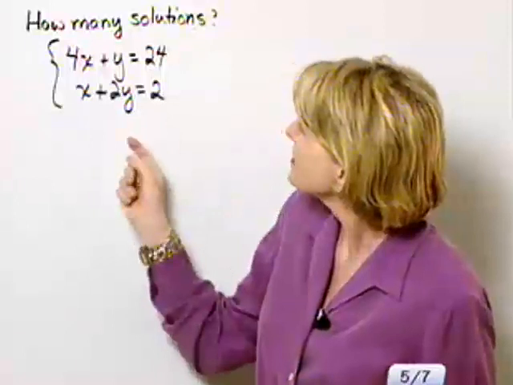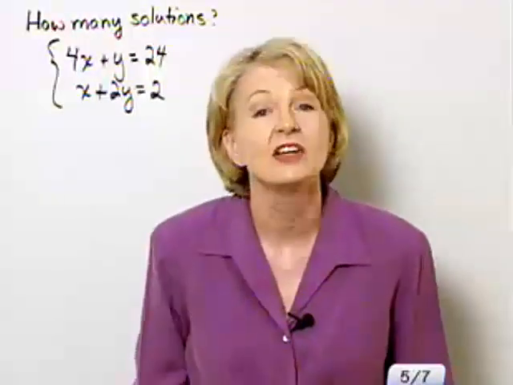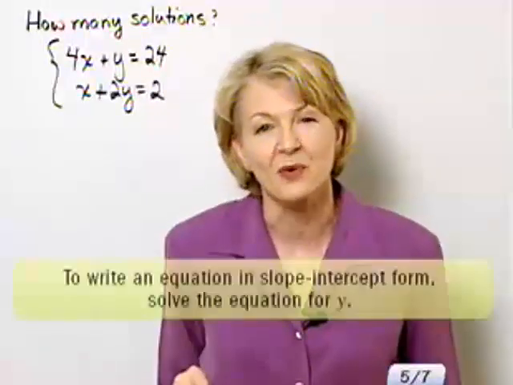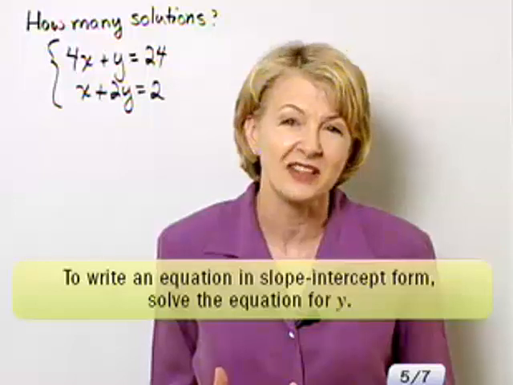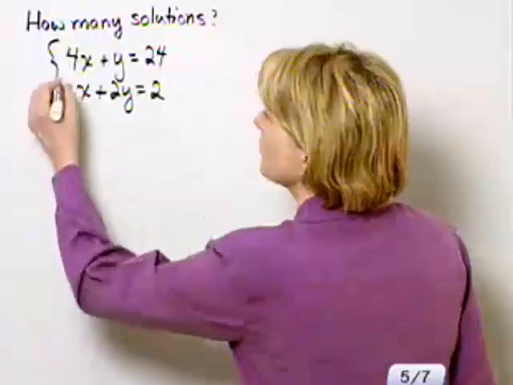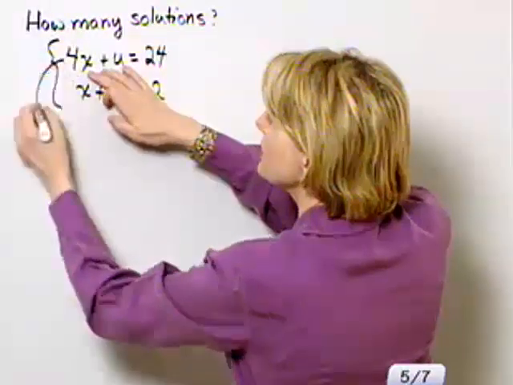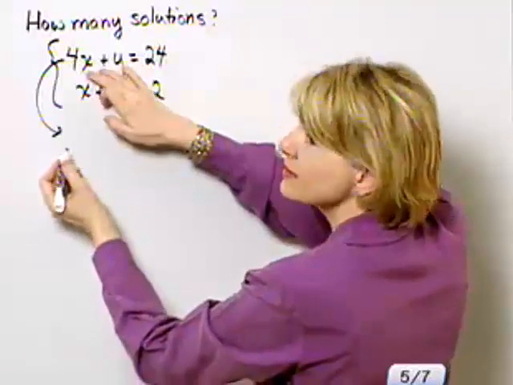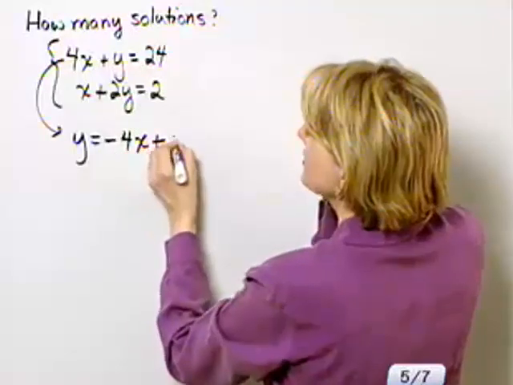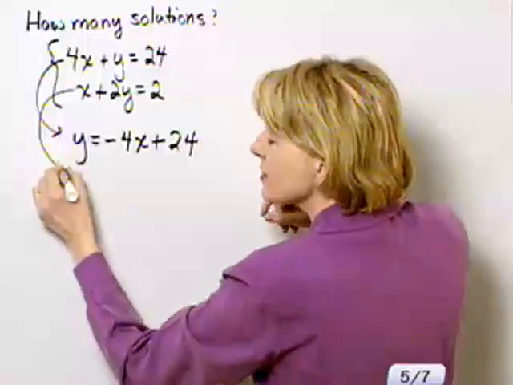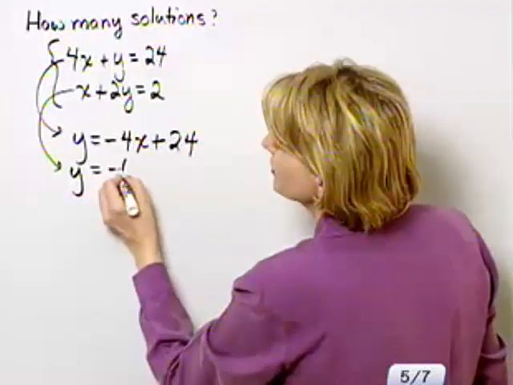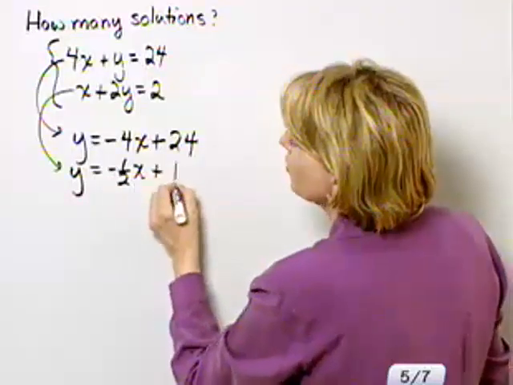For example, how many solutions does this system have? To determine this, we simply need to write each equation in the slope-intercept form. Now, how do you write an equation in the slope-intercept form? You solve that equation for y. So if I write this equation in the slope-intercept form by solving it for y, I'll subtract 4x from both sides. So y is negative 4x plus 24. Solve this equation for y. I'll let you do so, but you'll have negative 1/2 x plus 1.